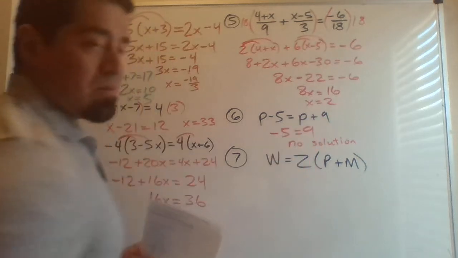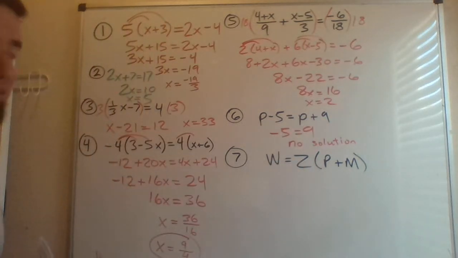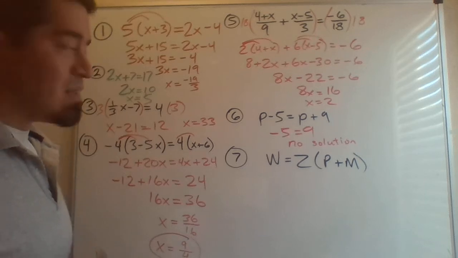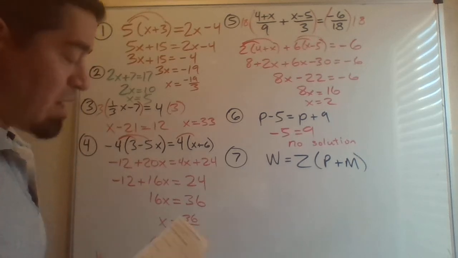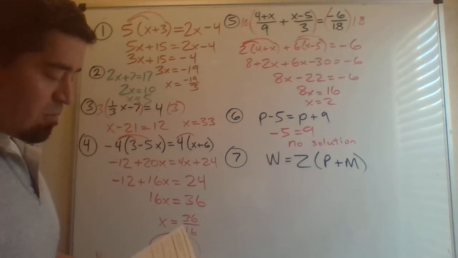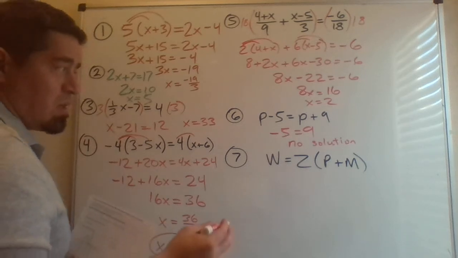Now what if they do equal? What if it was like p minus 5 equals p minus 5? Then that would mean what we call infinite solutions. Any value would work for that. Okay, so moving on to 7. 7 wants you to solve for a variable, so we need to be able to do that.